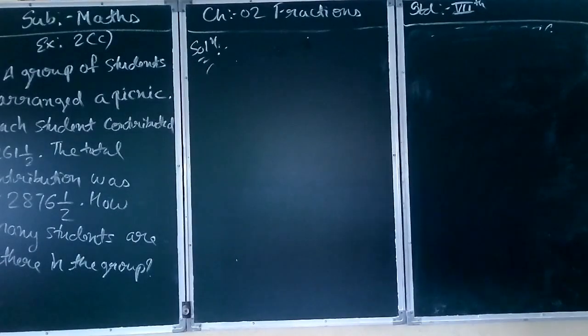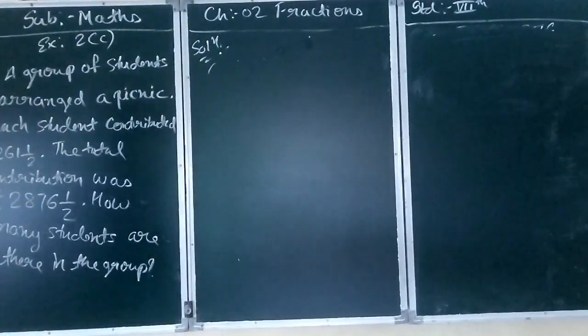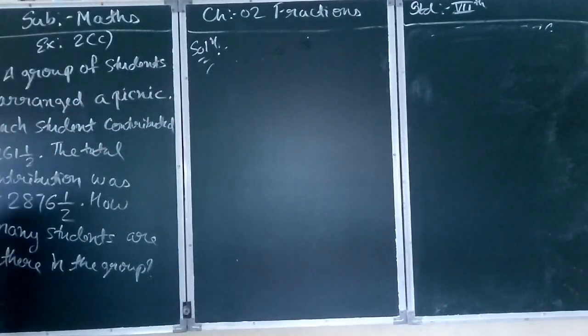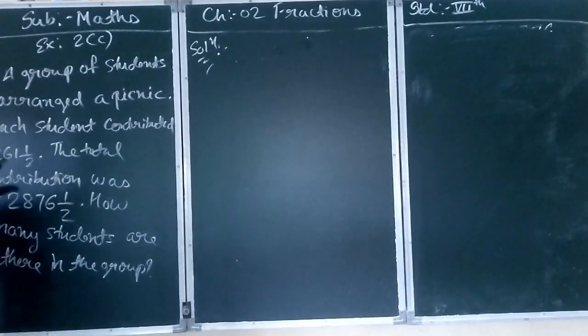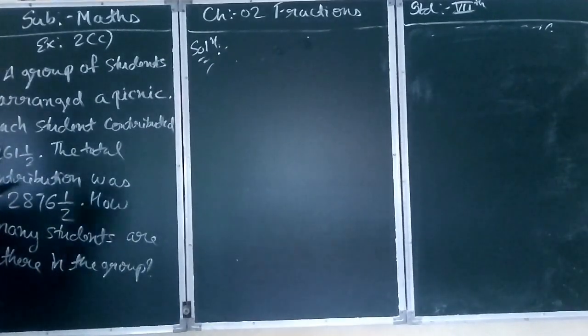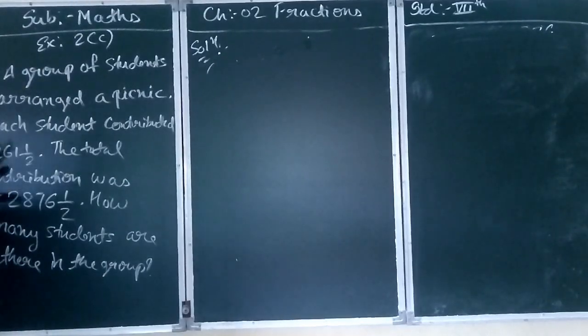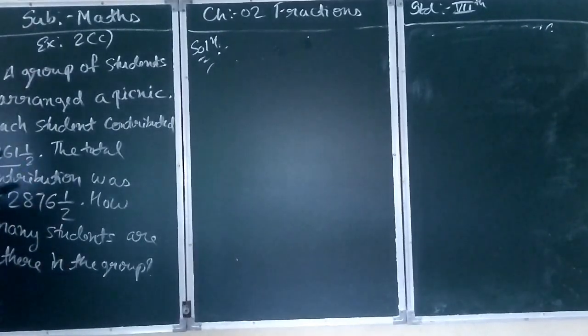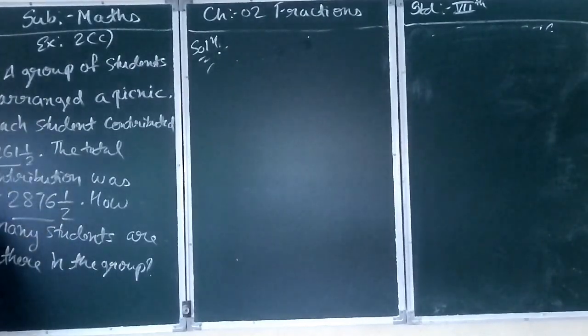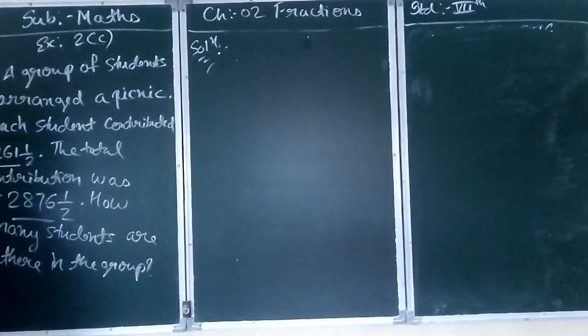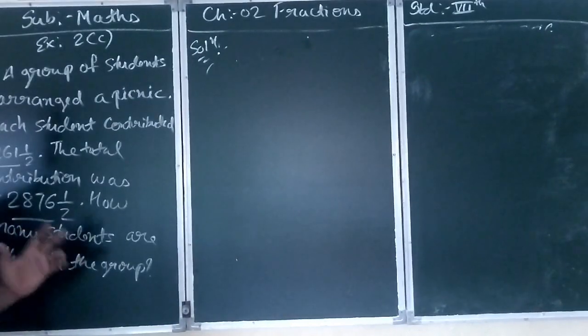Okay. So let's see now question number 12. A group of students arrange a picnic. Each student contributes 261 1/2, and the total contribution was 2876 1/2. How many students are there in the group?